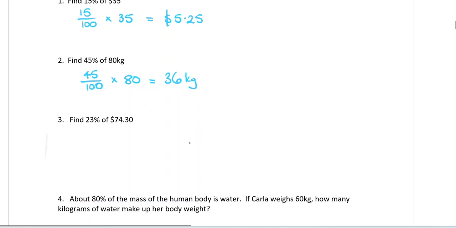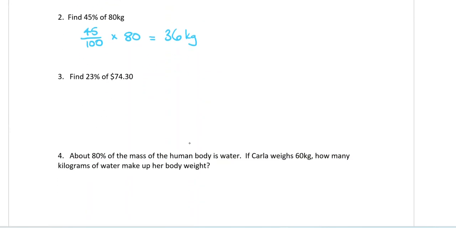So it's going to be very repetitive, same thing over and over again, because I want you to memorize this technique. 23% means 23 over 100. Percentages are out of 100. Of means times by $74.30. You guys type it in. What do you get? It's money again, so we'll have to go to a decimal.